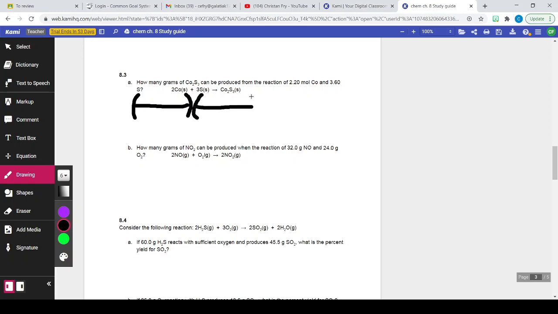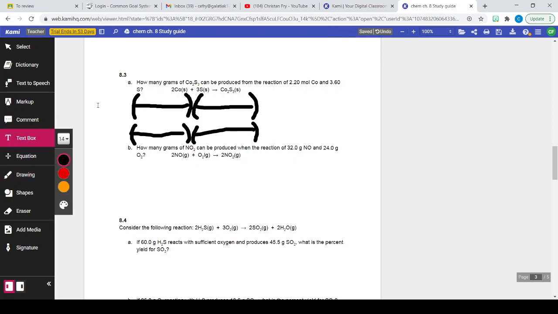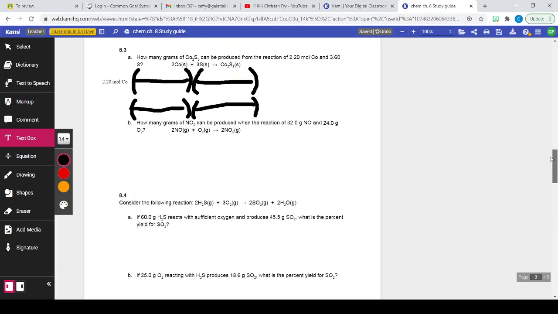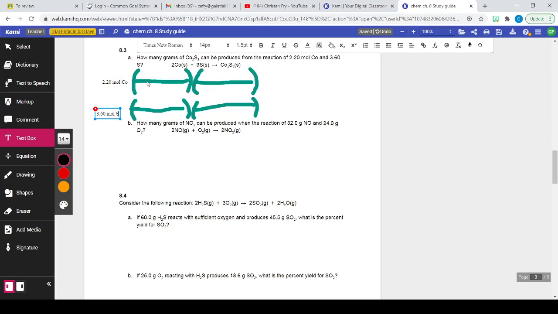So here's my first one. I'm going to put my second one down here. Okay, so for the top one, I have 2.20 moles of Co. And then for this one down here, I've got 3.60. Whoa, what just happened? Sorry, guys. I have 3.60 moles of sulfur. All right, so I'm going to start with the top one first.